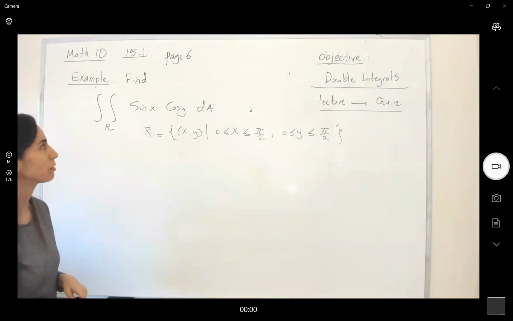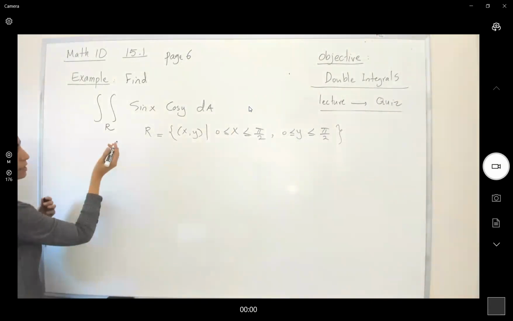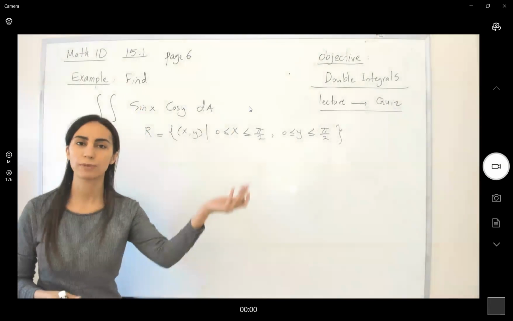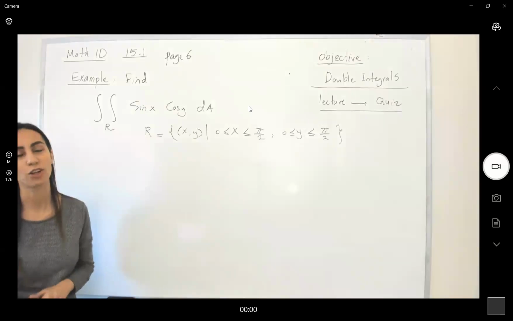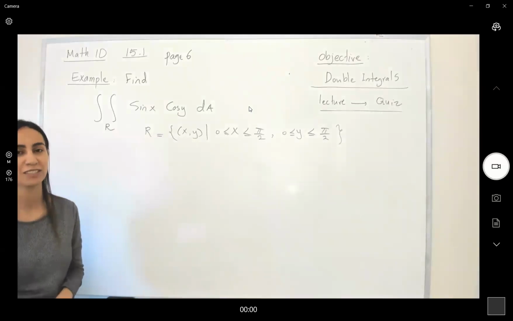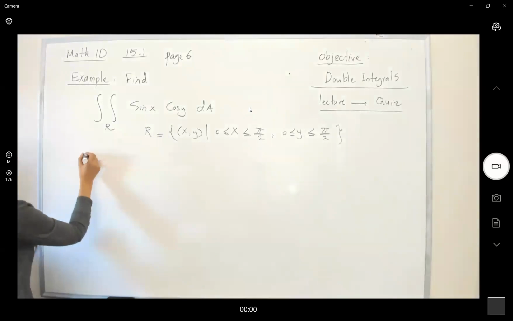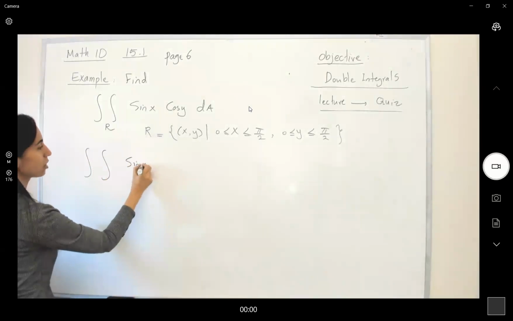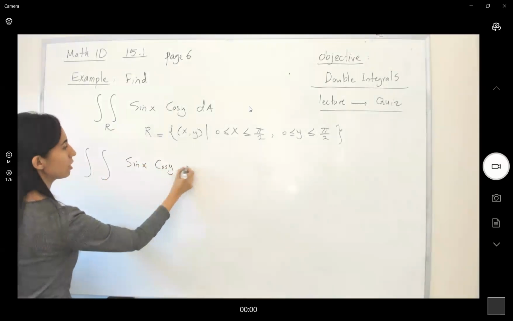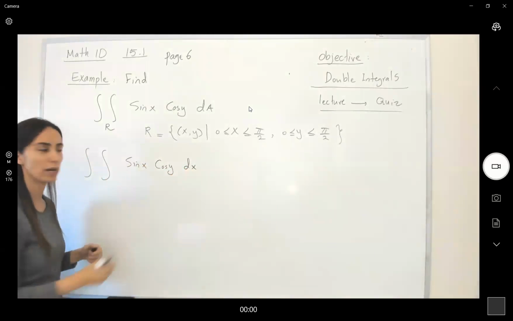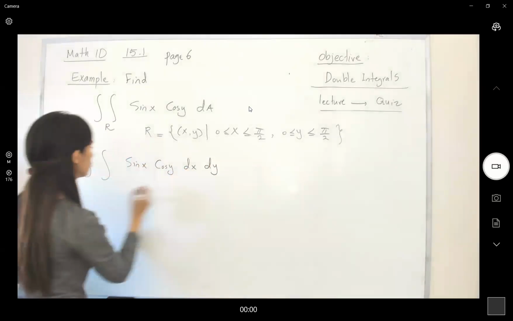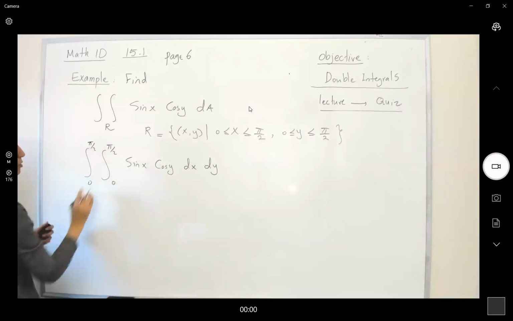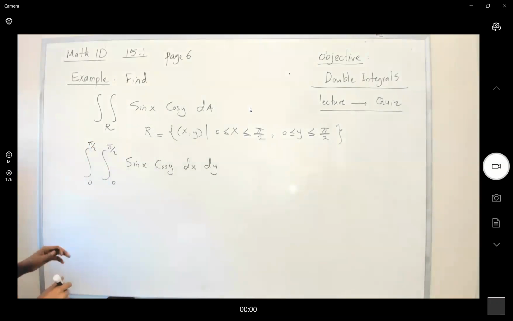Okay, very well. You can say that, hey, I want to take the integral with respect to x, then with respect to y, or I want to take the integral with respect to y, with respect to x. Take a look at this. You have the double integral of sine x cosine y. Let's take the integral with respect to x, then we take the integral with respect to y, 0 to pi over 2, 0 to pi over 2. The lower limit and upper limits of both of them are the same.